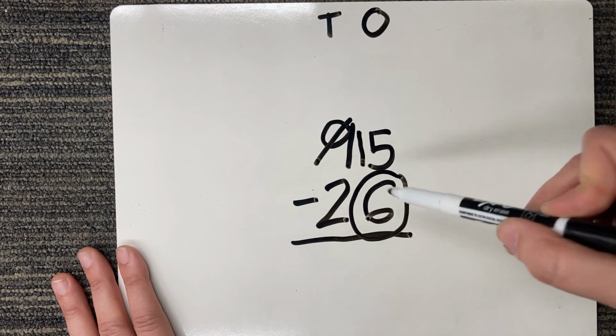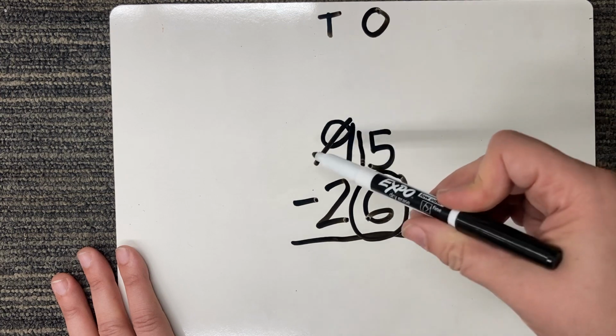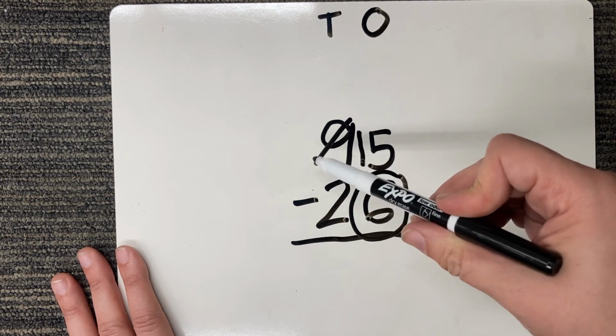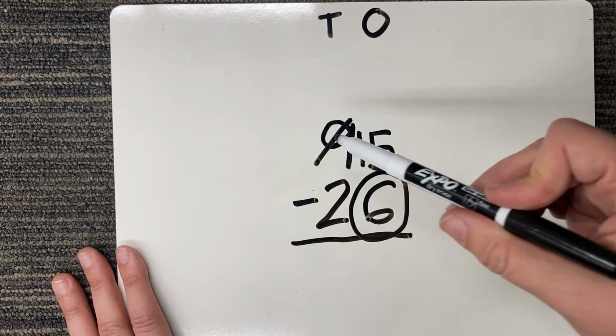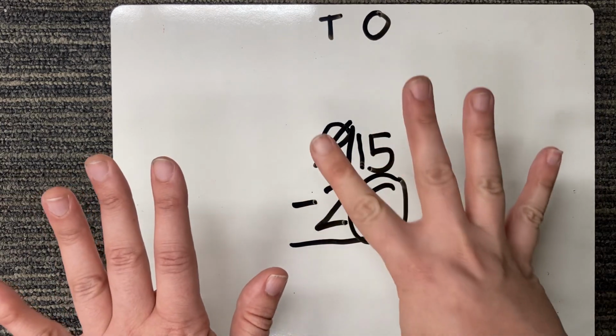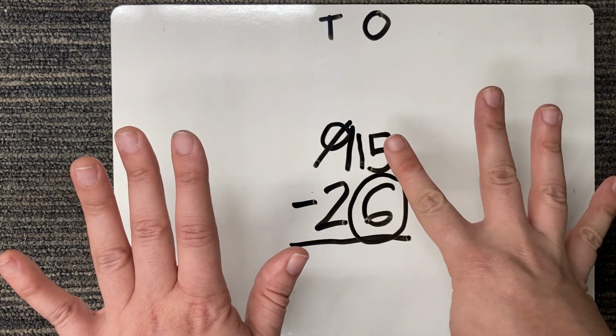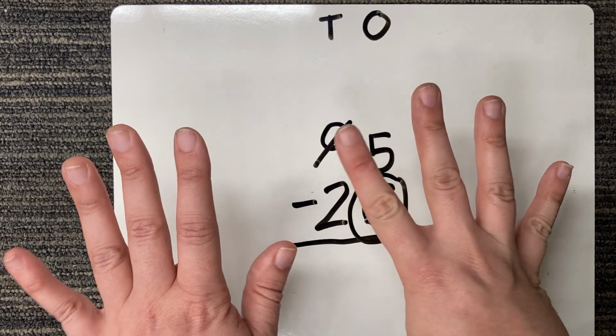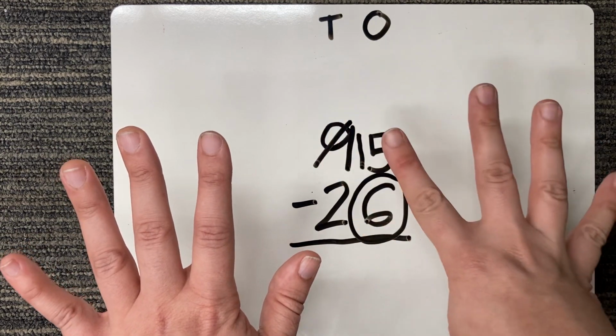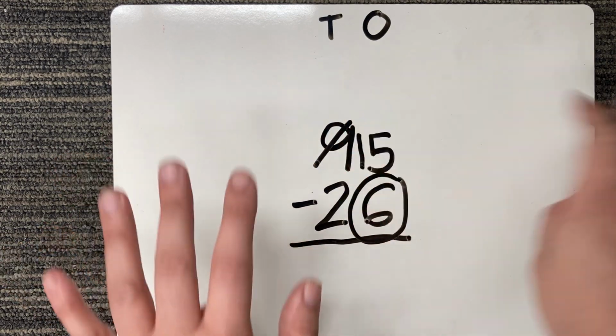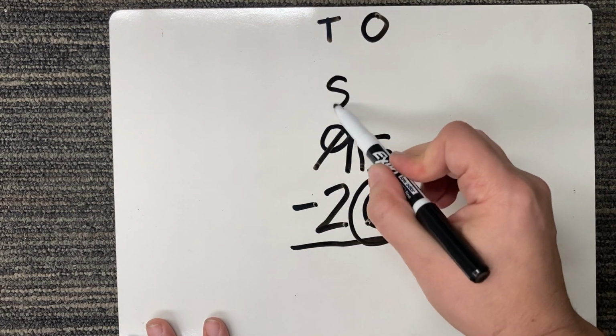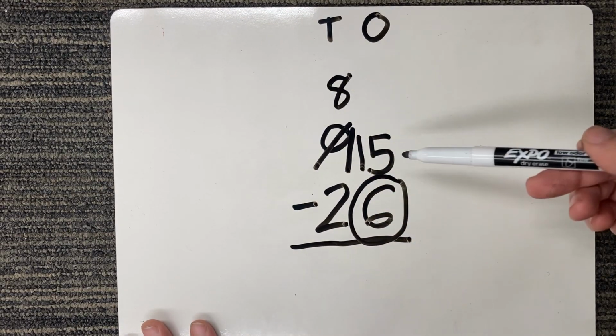15 minus 6. Oh, before I subtract, look, I crossed this guy out over here because I brought one of those tens over here. So if I had 9 tens and I brought a 10 over here into the ones place, how many tens do I have left? If I had 9 and I took one away to bring it over here, I only have 8 tens left. Now we'll subtract the ones.